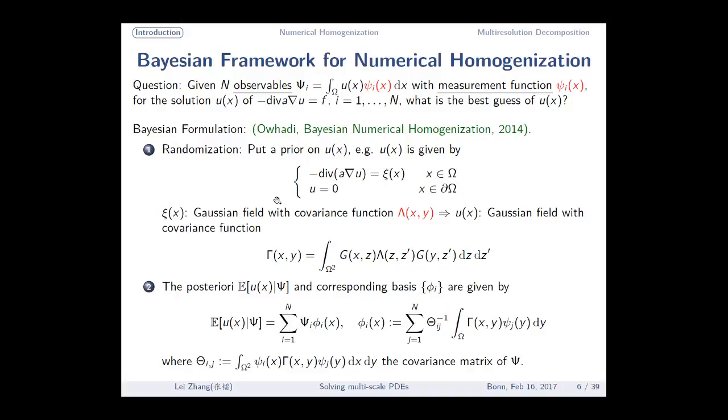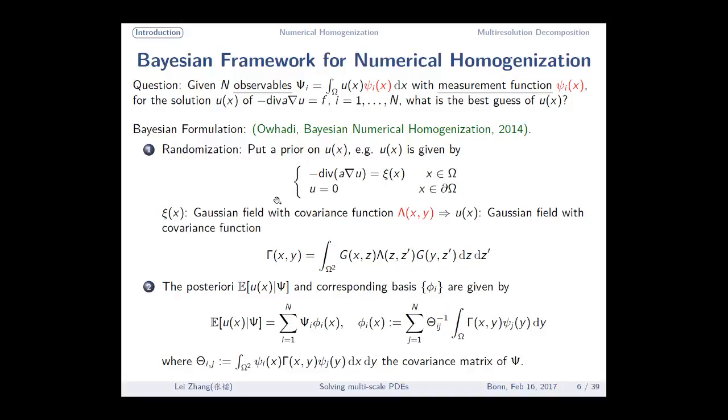So we have this Bayesian formulation, which was proposed by Owhadi a couple of years ago, analogous to the Bayesian formulation for function approximation. What we're going to do is first randomize the problem, so we put a prior on U. What would be a good prior? We just put something at the right-hand side. This could be a Gaussian field, for example white noise, or a Gaussian field with a correlated covariance function.